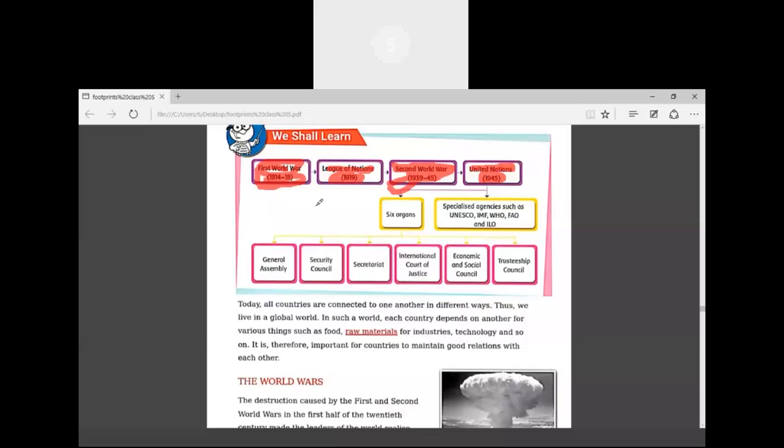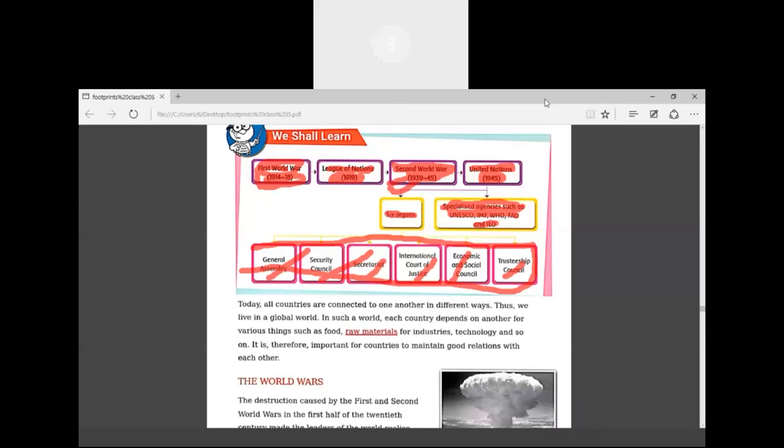The United Nations has 6 organs, plus some specialized agencies such as UNESCO, IMF, WHO, FAO and ILO. The 6 organs of the United Nations are the General Assembly, Security Council, Secretariat, International Court of Justice, Economic and Social Council, and Trusteeship Council. In this chapter, we will read about these in detail.